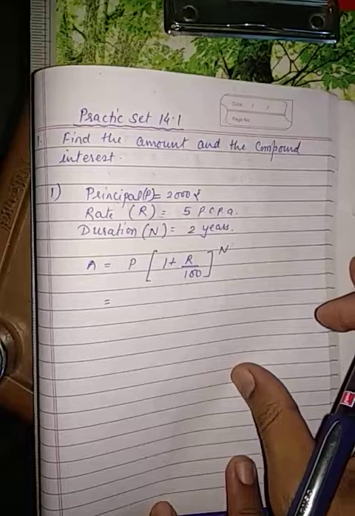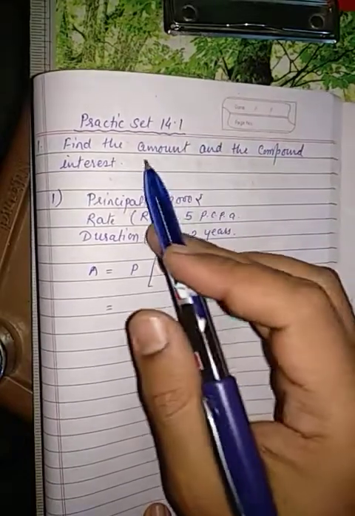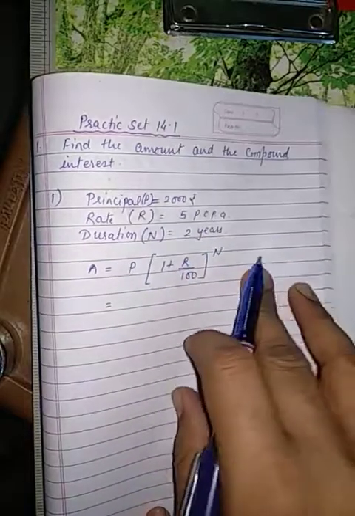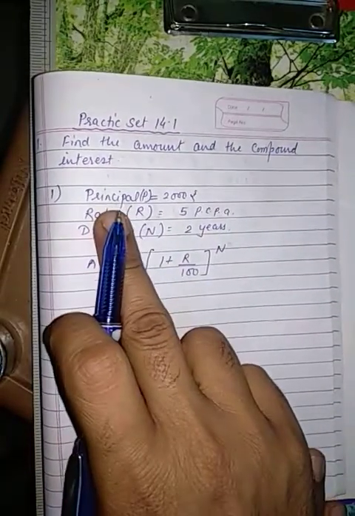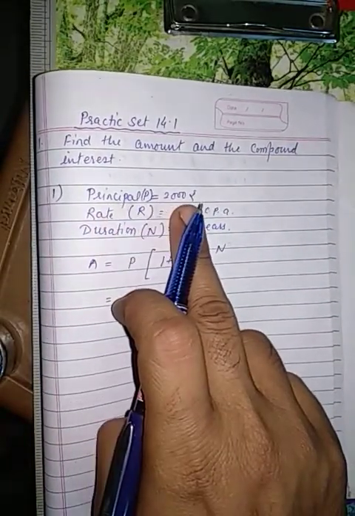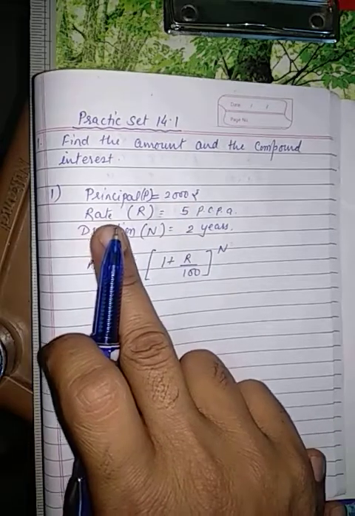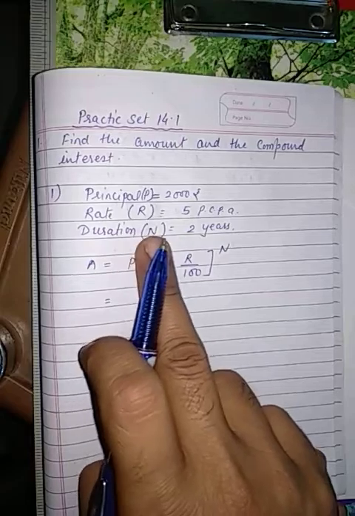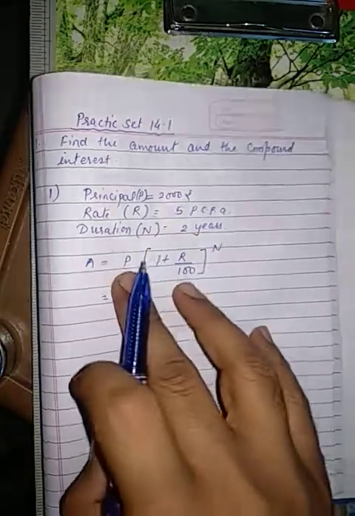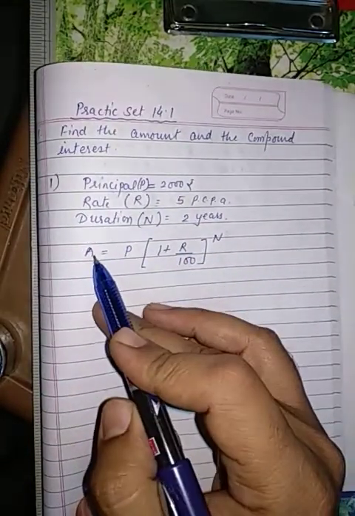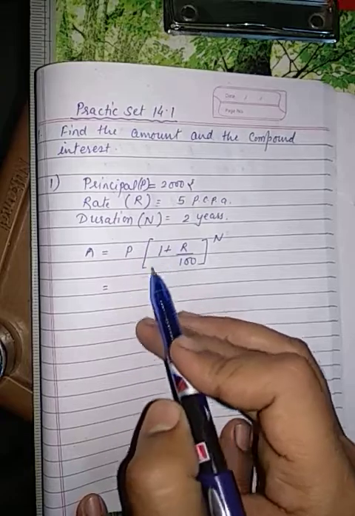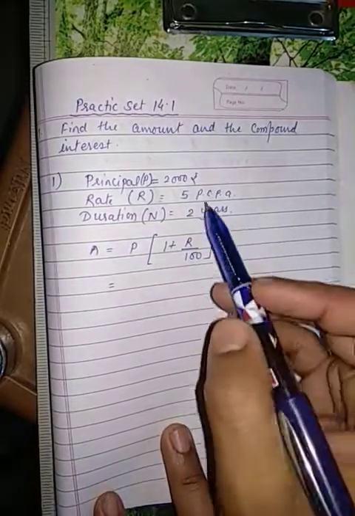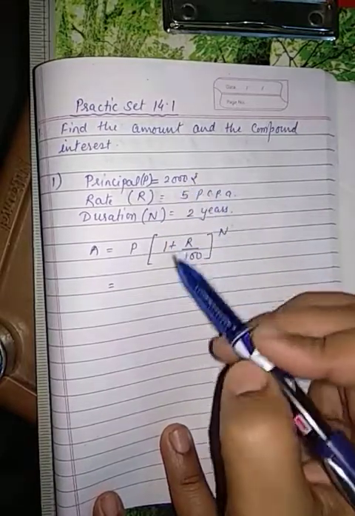So you can see the first sum. In this they have asked to find the amount and the compound interest. This has 3 sub-questions. In the first one, principal is given as 2000 rupees, rate 5 PCPA, time duration 2 years. So we know the formula, A is P into (1 plus R upon 100) raised to N. First, you have to substitute all the given values.